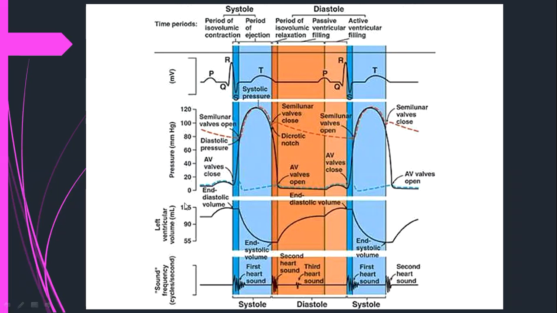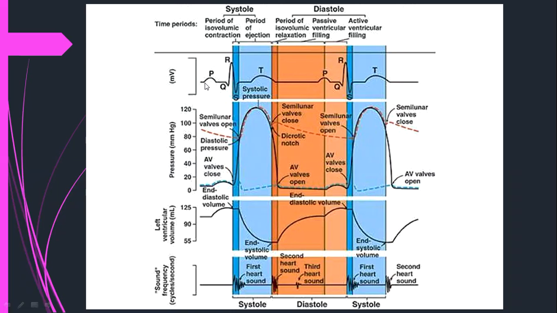The third parameter is the left ventricular volume, measured in milliliters, and last but not least is the heart sound measured by the stethoscope. Students, as you all know, a cardiac cycle is generated with signals being sent, so definitely the ECG is the manipulated variable here that can affect the heart contraction and relaxation.